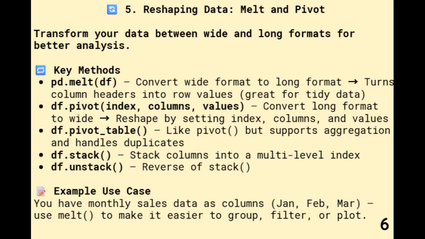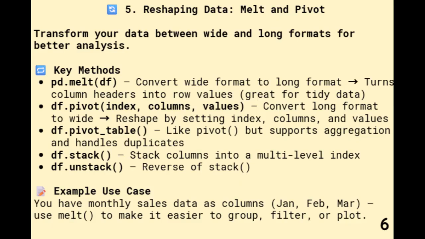Reshaping data with melt and pivot. Key methods: pd.melt with a data frame changes wide format into long format. It turns column headers into row values. df.pivot with index, columns and values converts long format into wide format.